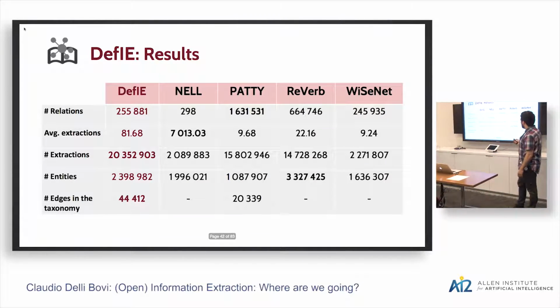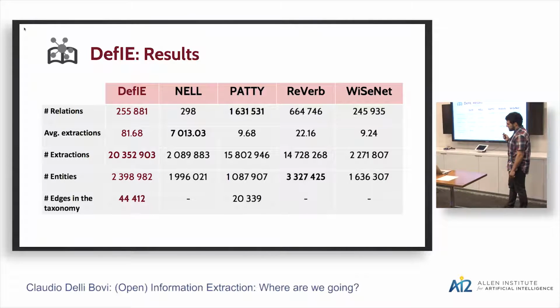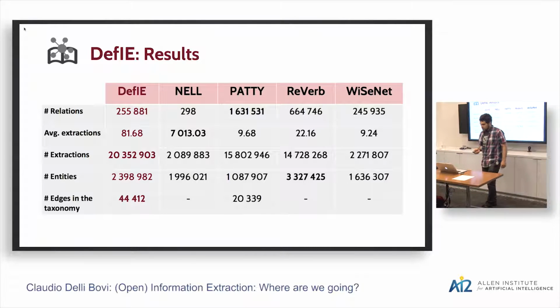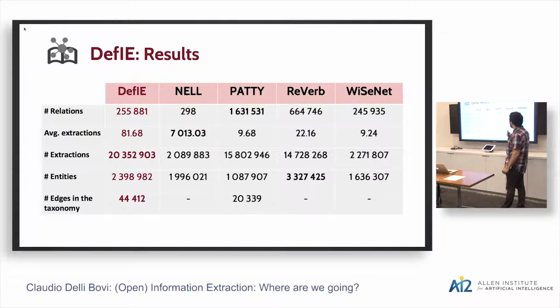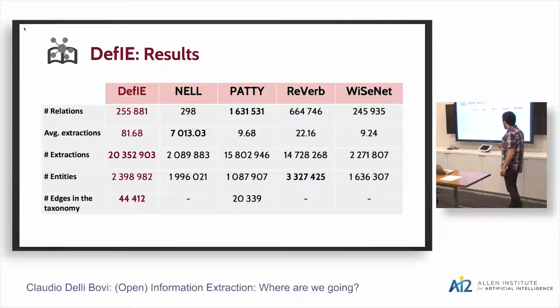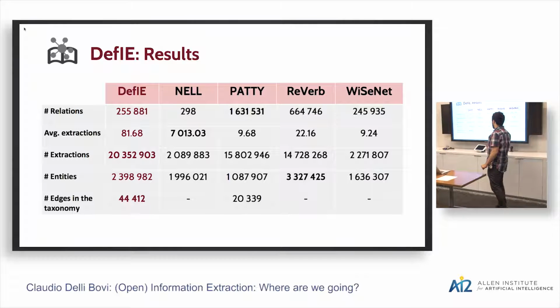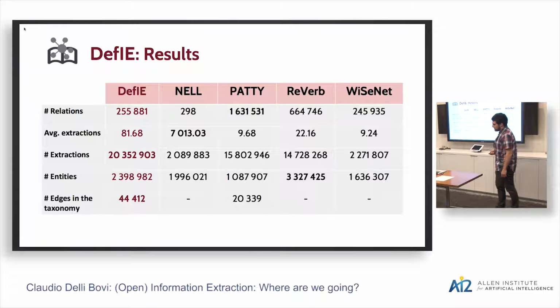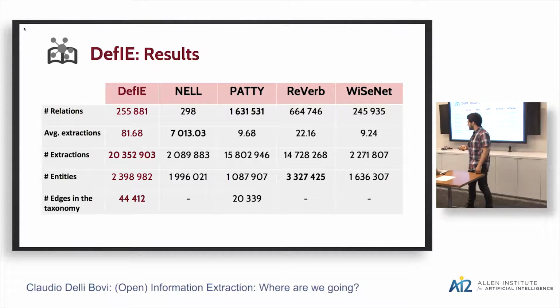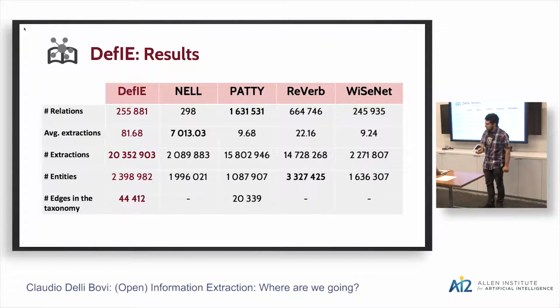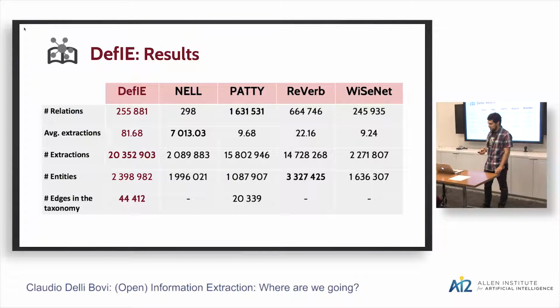And basically, if you run the whole pipeline, that's what you get. Here are some numbers. You manage to obtain 255,000 distinct relation patterns, which is reasonably high. But the point is, you get as many as 20 million extractions overall, which is 20 million triples, giving you more than 80 extractions per relation on average. And this is great because, obviously, we're not imposing many semantic constraints on the data. We're just trusting the data.